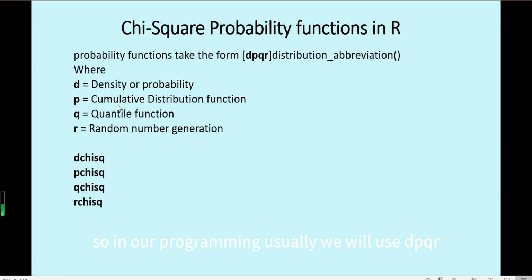So in R programming, usually we will use d, p, q, r, one of these letters, with the abbreviation of a distribution to do calculation in statistics. D is for density, P is for the cumulative probability, Q is for the quantile function, and R is for random number generation. Specifically for chi-square distribution, we use dchisq, pchisq, qchisq, and rchisq. Next we will show examples in RStudio to implement chi-square distribution.